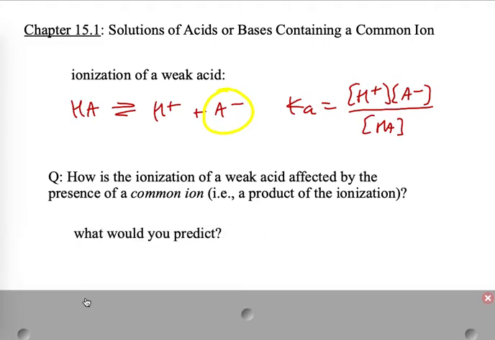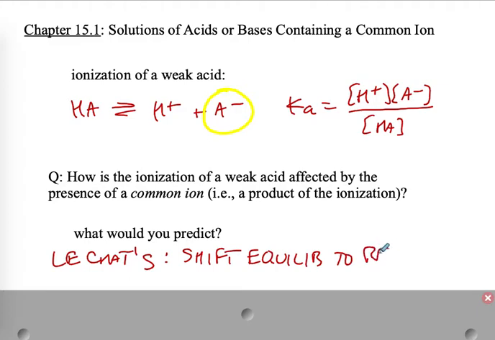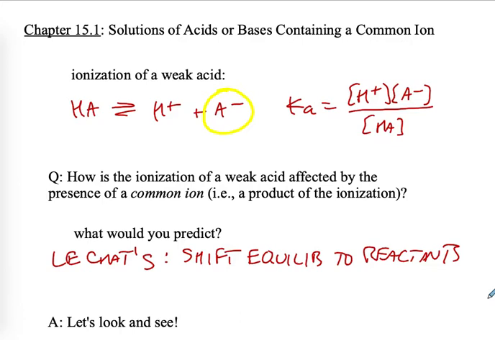Well, we would predict, based on Le Chatelier's principle, that the presence of this ion, A minus, the conjugate base, would shift the equilibrium toward the reactants. That is, it would suppress the ionization of the acid. Well, let's look and see. We can do the calculations.